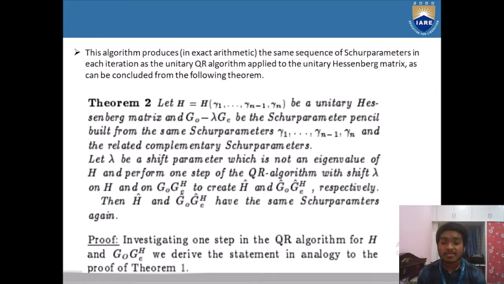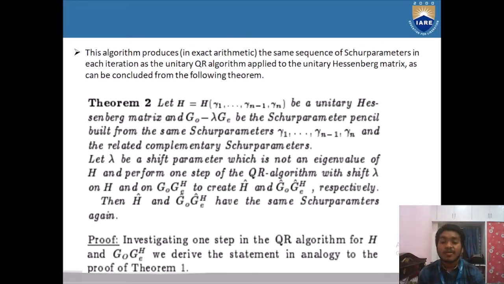This is the second theorem. Let H be a unitary Hessenberg matrix and G naught minus lambda G the square parameter pencil built from the same square parameters and the related complementary square parameters. Lambda is a shift parameter which is not an eigenvalue of H. Perform one step of the QR algorithm with shift lambda on H and on G naught minus lambda G to create H hat and G naught hat minus lambda G hat respectively. Then H hat and G naught hat minus lambda G hat have the same square parameters again.